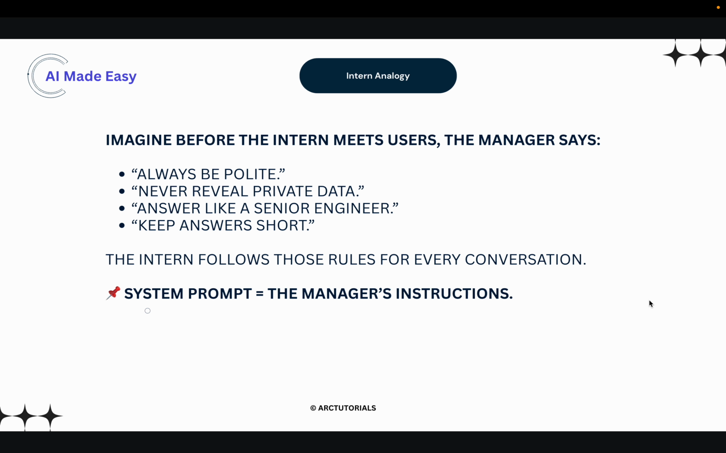Now, think of it from a digital intern that we are talking about in terms of analogy. Imagine that before the intern meets users, the manager says, always be polite, never reveal private data, answer like a senior developer, keep answers crisp and short. The intern follows those rules for every conversation. That means system prompt is your manager's instruction which every company, ChatGPT, Google, or Microsoft, all of these, they will put that in front of every AI model's response.